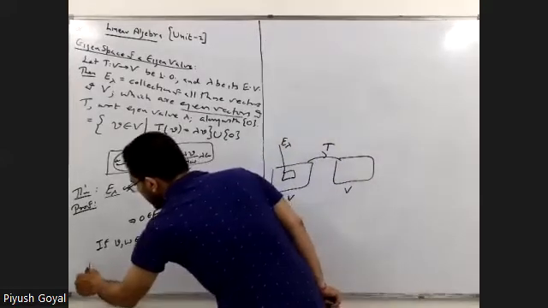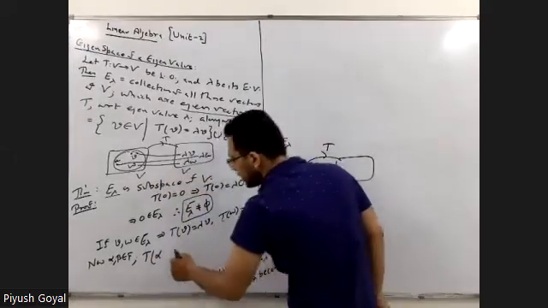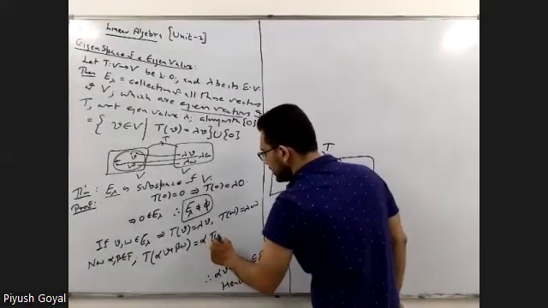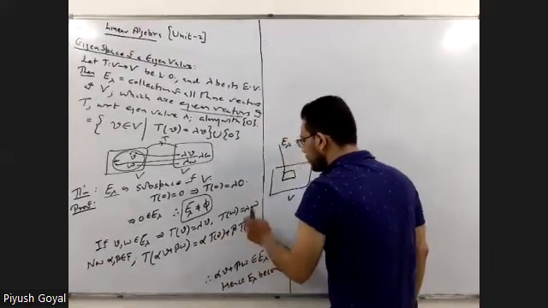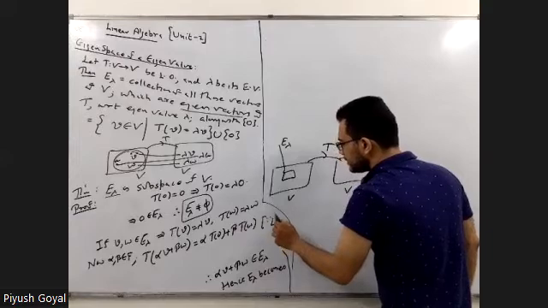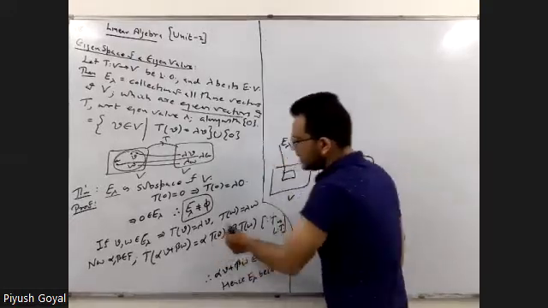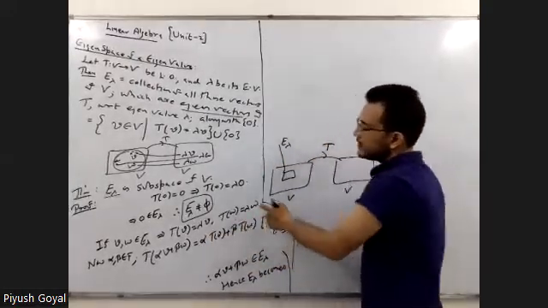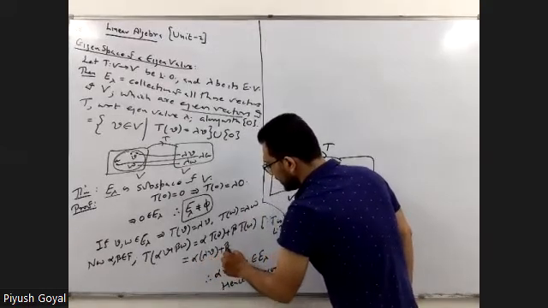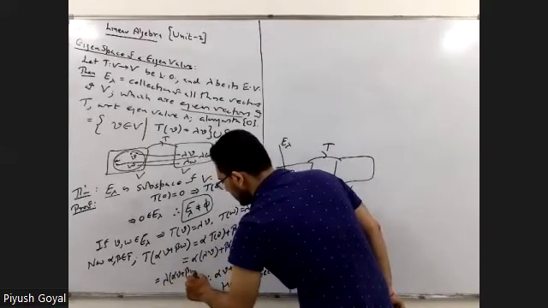So you say now alpha, beta belonging to F, T of alpha v plus beta w will give alpha Tv plus beta Tw. Why? Because T is a linear transformation. We know this. So this Tv is lambda v and this Tw is lambda w, which implies this is alpha into lambda v plus beta into lambda w. This says lambda into alpha v plus beta w.